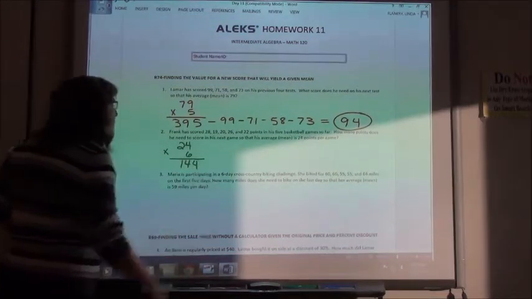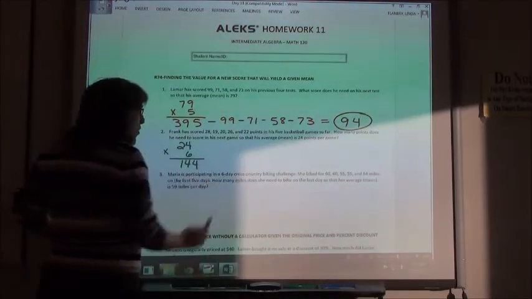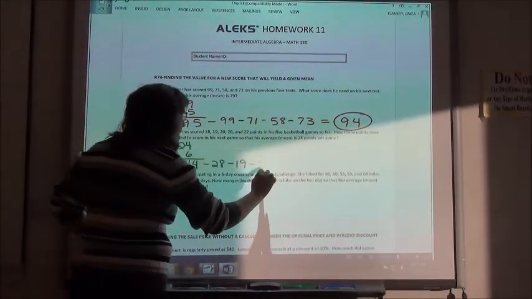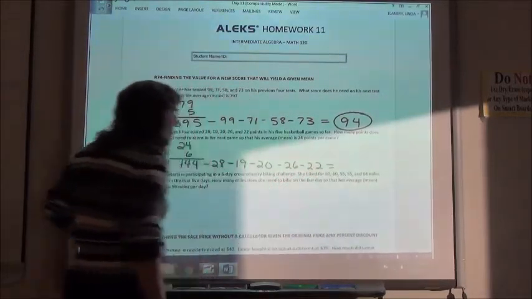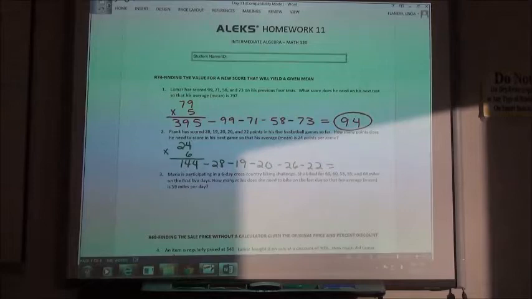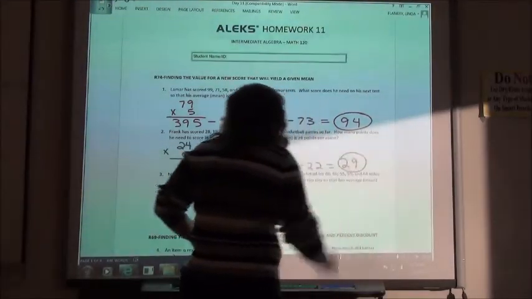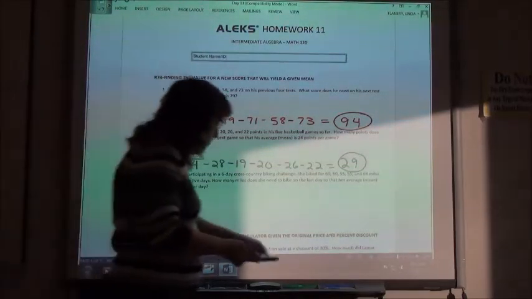144. So we'd have to have a total of 144 points to have an average of 24 points on all 6 games. He's already scored some points, so we're going to subtract off the 28, subtract off 19, subtract off 20, subtract off 26, and subtract off 22. Or add them all up and subtract them all at one time. 29. He needs to get 29 points in his last game, so his average is 24. So go ahead, do number 3 there.